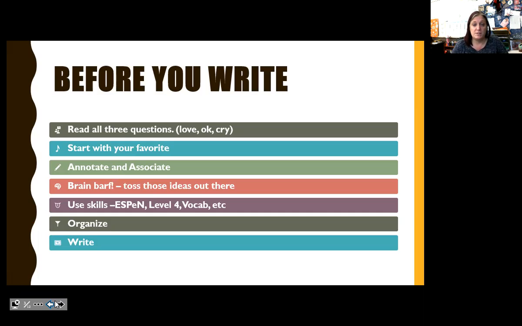If it's a map, a graph, or a chart, look at it, take it apart, and look at all the pieces. Remember your vocabulary at all times. Make sure you're using college level appropriate vocabulary. Make sure that if there's a term you need to use, you're using it. Finally, organize and then actually start writing.